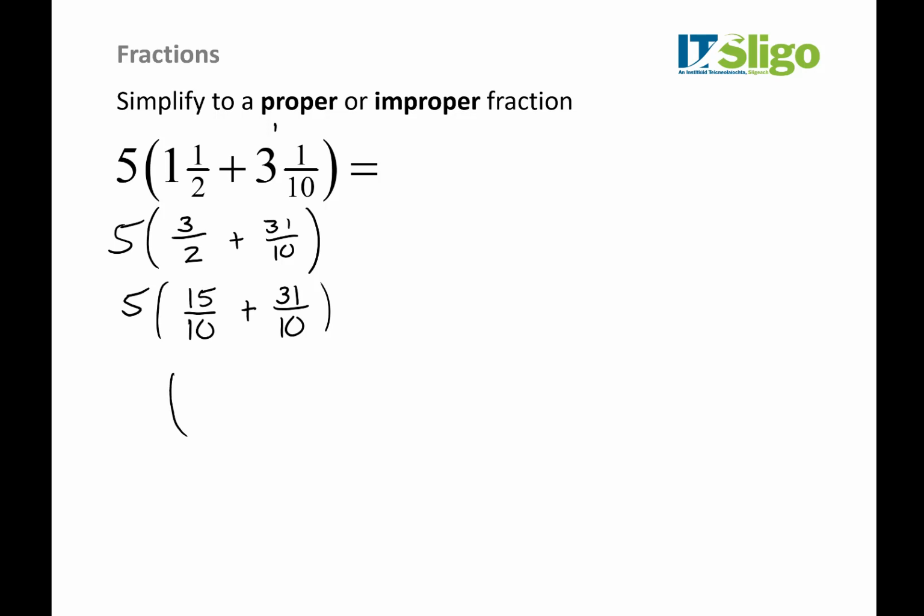Now we add the numerators. And again, guys, if you want, you can cancel in here. Turn the 5 into a fraction. And again, guys, it's top by top, bottom by bottom. But look for cancellation. 5 will go in there, 5 will go in there.